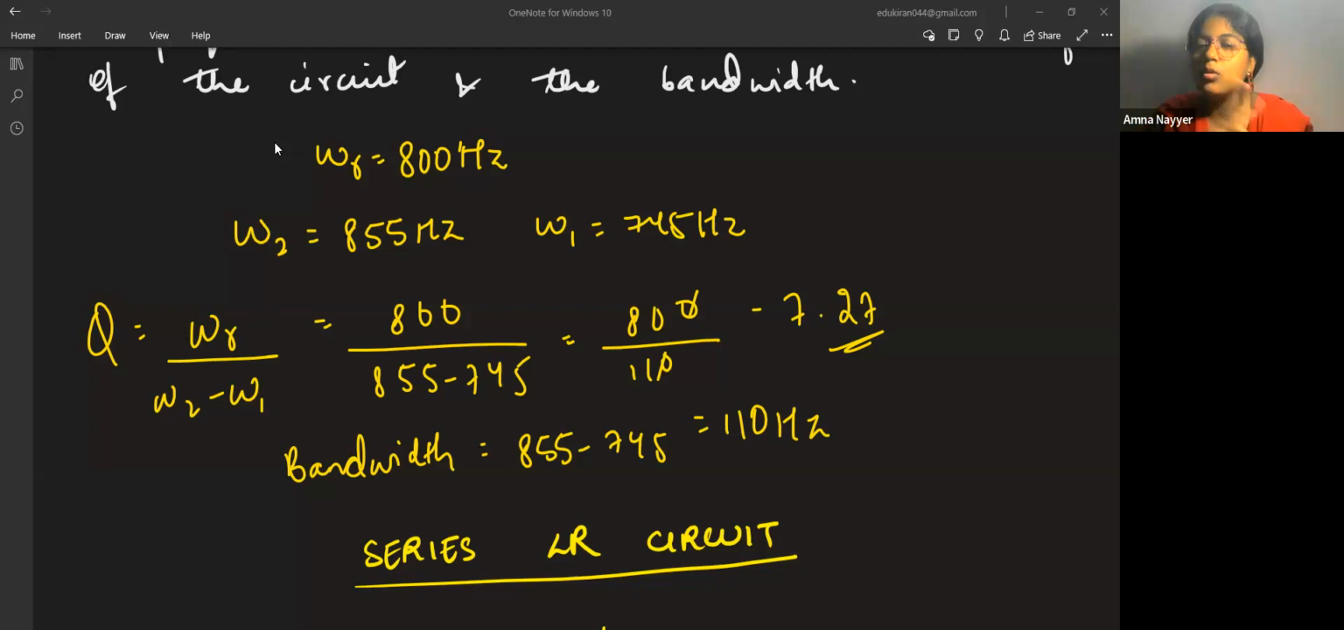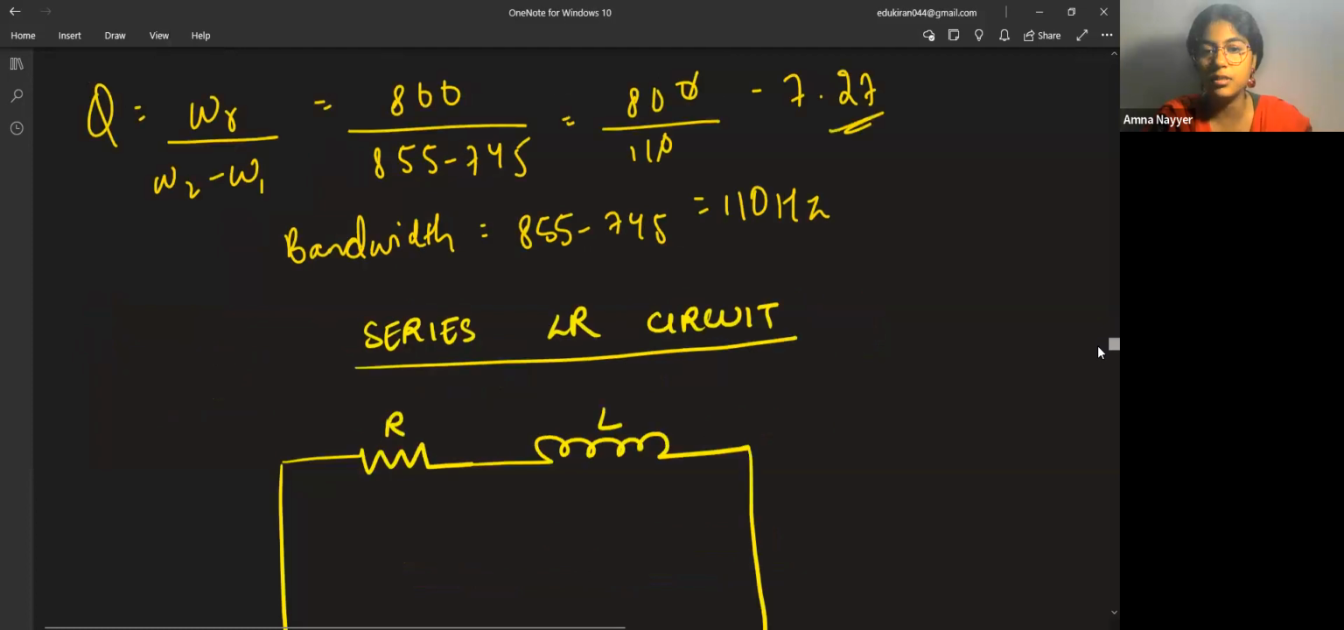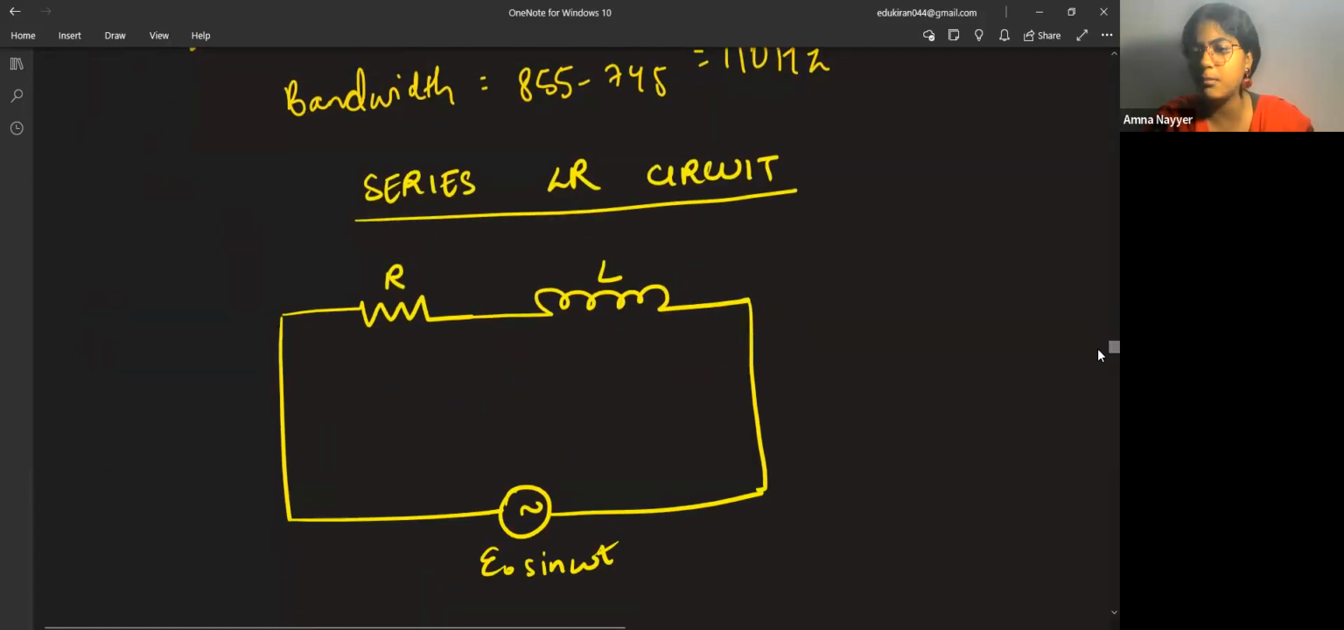Now, two combinations can come in your exam, and they have actually repeated in the exam. That's why I want to discuss it separately. Otherwise, the concept is the same. Series LR circuit means capacitor won't be there in your circuit, inductor will be there, resistor will be there. So what will be the difference? You have to remember the phase differences first. I hope all of you have written.